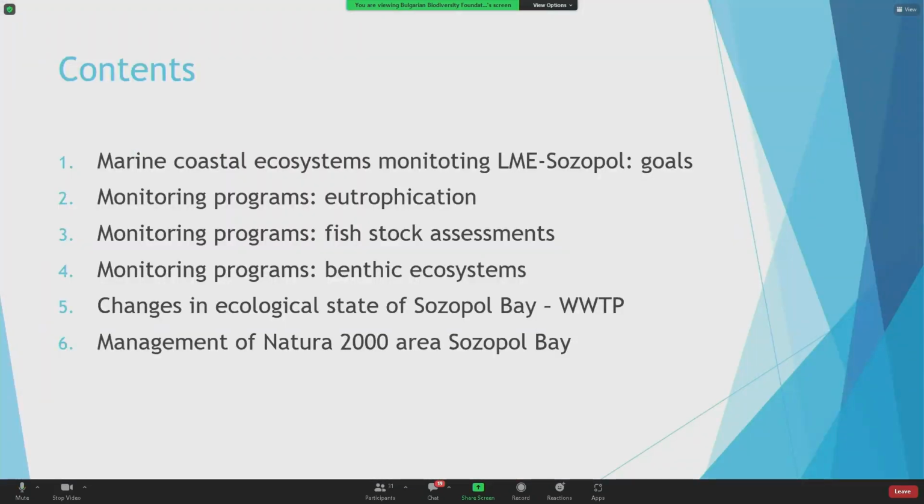I will talk about the different monitoring approaches that we apply in the different ecosystems in the coastal zone. Our main interest is, of course, eutrophication, which is the major problem of coastal ecosystems in the Black Sea. I will briefly show you some data on fish stock assessment and benthic ecosystems, and then I will talk more about the Sozopol Bay case, which is a very interesting coastal marine ecosystem where active management was applied and it had some really positive results. Very different from the coastal lagoons work, but still a management action.